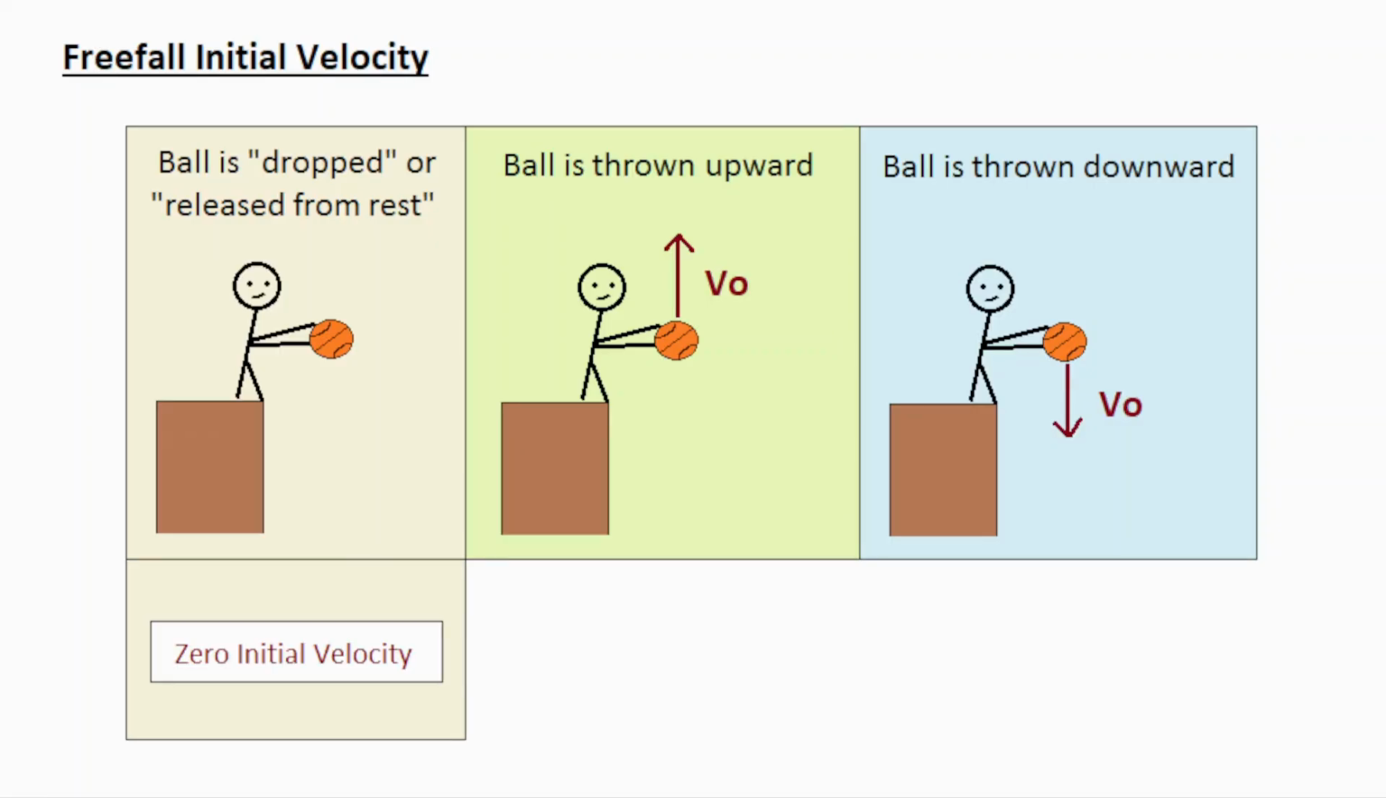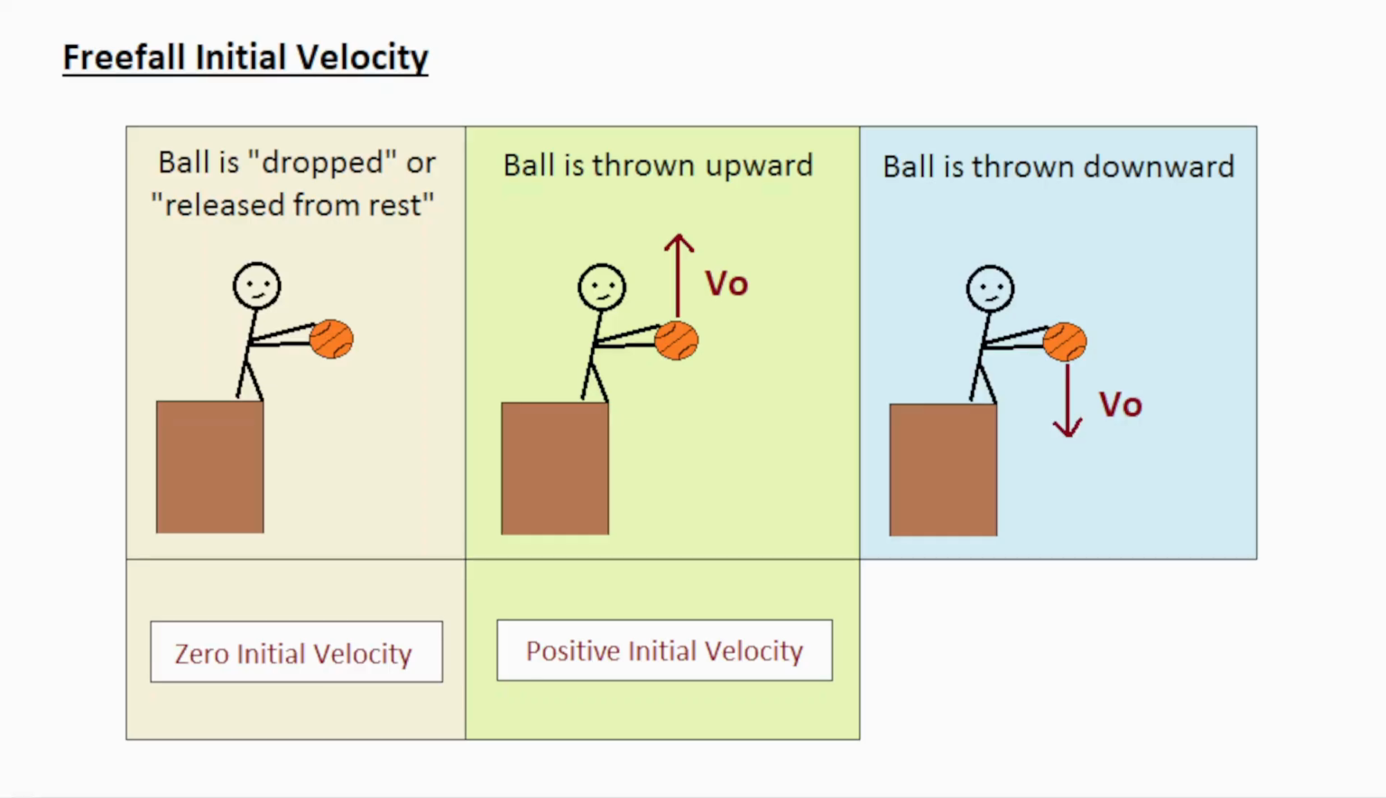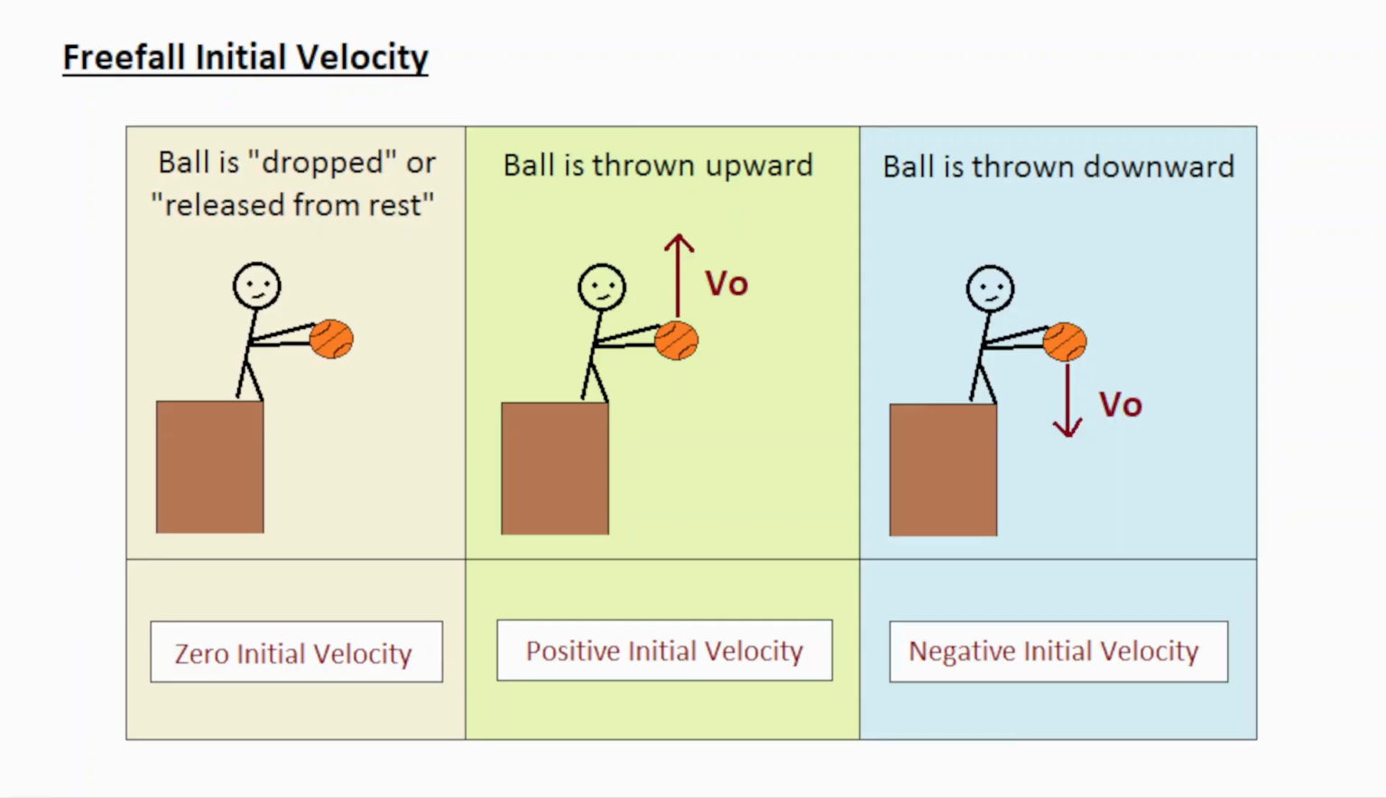When it is dropped or released from rest, the person is not starting the ball with a velocity, so we would want to plug in 0 for the initial velocity in case number 1. In case number 2, now the person is starting it with a velocity, specifically in the upward or positive direction, so we'll want to use a positive number for this initial velocity when we plug in for it. When the ball is thrown downward, again the person is starting it with a velocity, but now doing so in the downward or negative direction, so try to remember to plug in a negative number for the initial velocity variable in case number 3.